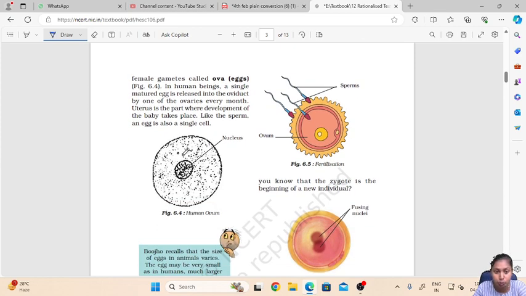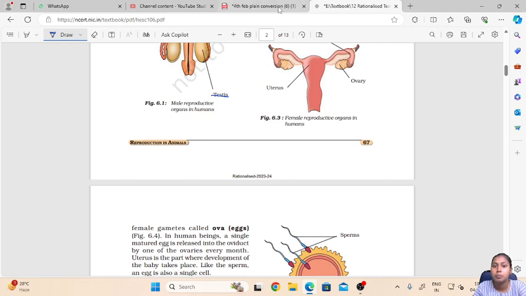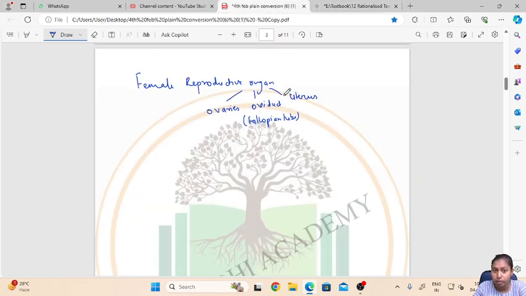So this is a human ovum. We call it ovum, ova or egg. Okay. It has a nucleus. So the female reproductive organ has ovaries, oviduct and uterus. So ovaries, they produce ova or the egg, that is the female gamete. Unlike male gametes which are produced in millions, the female gamete is produced singly. Only a single gamete is produced every month.